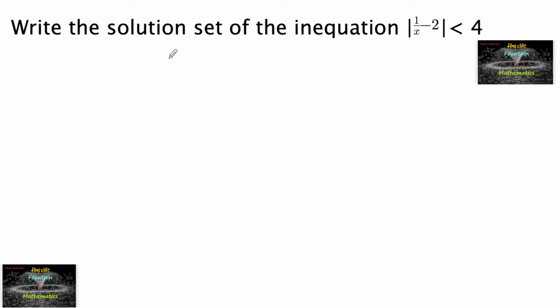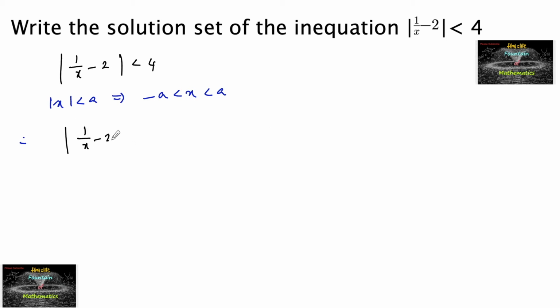Write the solution set of the inequation mod of 1 upon x minus 2 is less than 4. Since we have a property in inequality, mod x less than a implies minus a is less than x less than a. So therefore mod of 1 upon x minus 2 is less than 4 implies minus 4 is less than 1 upon x minus 2 is less than plus 4.